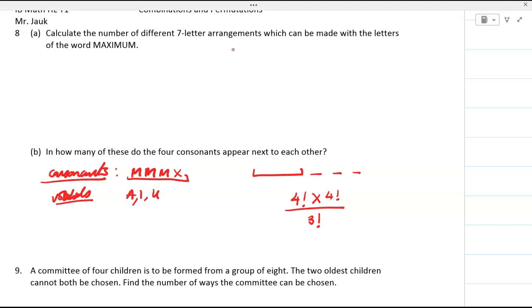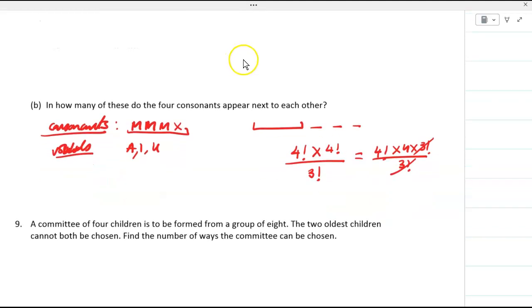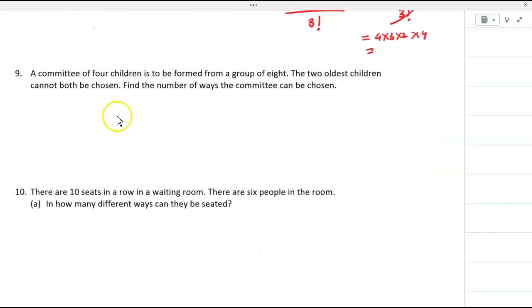So 4 factorial times 4 into 3 factorial, divided by 3 factorial, cancels out. And whatever answer you get, 4 factorial times 4. All that is not important. You want to focus on the concept or the calculations? You can just work it out again, whatever that is. That's not a point of discussion right now.